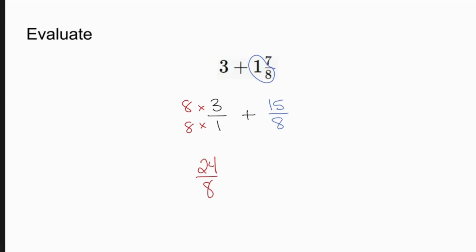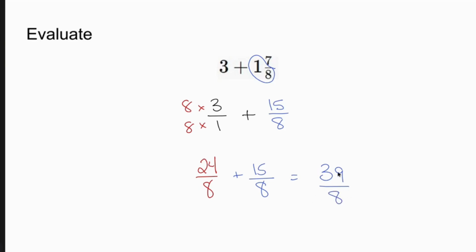We're going to add 15 plus 8. Now, when adding fractions of the same denominator, you just add the numbers in the numerator. 24 plus 15 is 39. 8, your denominator, stays the same.